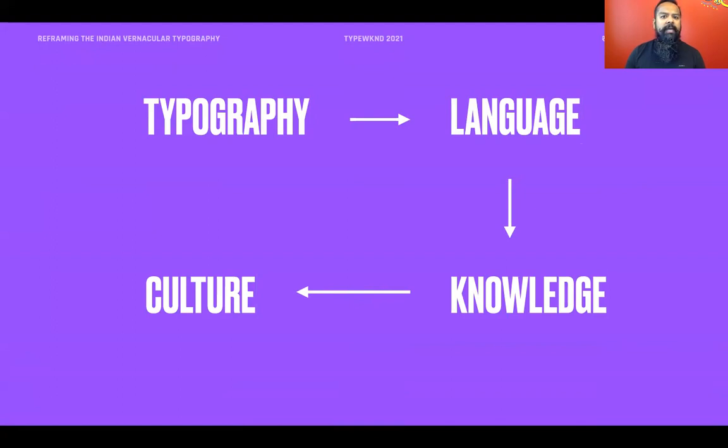Similarly, language can be described as a medium for expressing thought and creating knowledge. And then knowledge in turn is generated through research and leads to social change and cultural development. So if you follow the trail, typography helps in developing the language, language helps build knowledge, and knowledge helps in shaping the culture. And this is why, in a diverse country like India, vernacular typography plays an important role in representing the local culture.